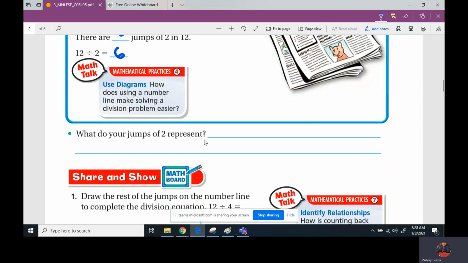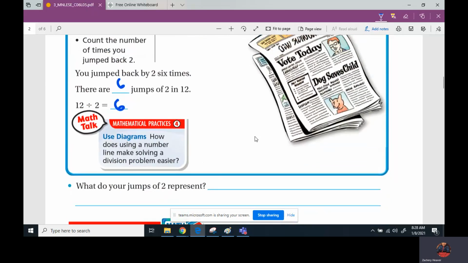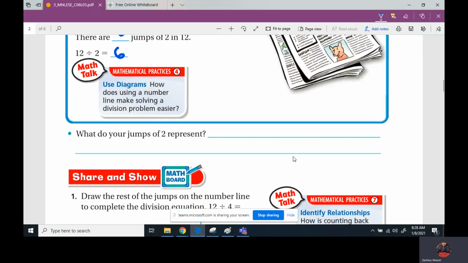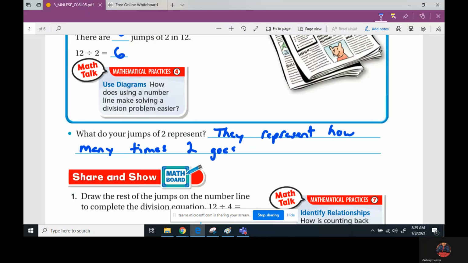So what do the jumps of 2 represent? The jumps of 2 represent how many times 2 goes into 12.